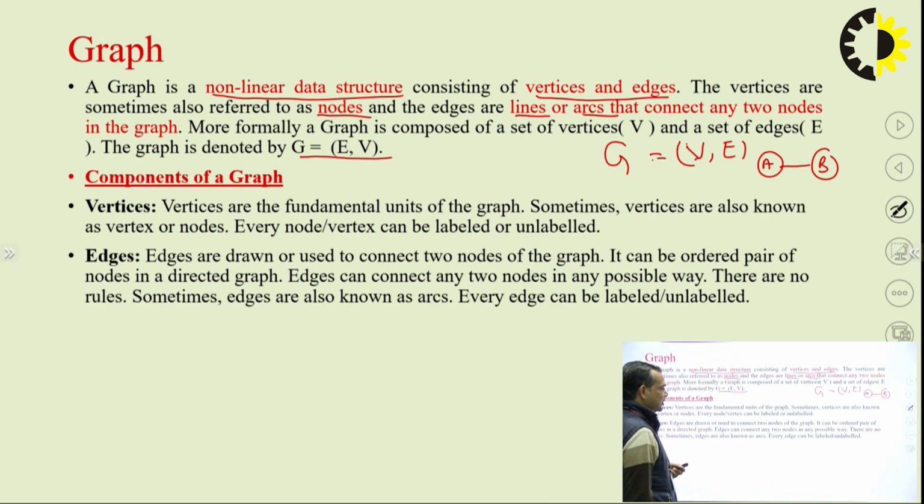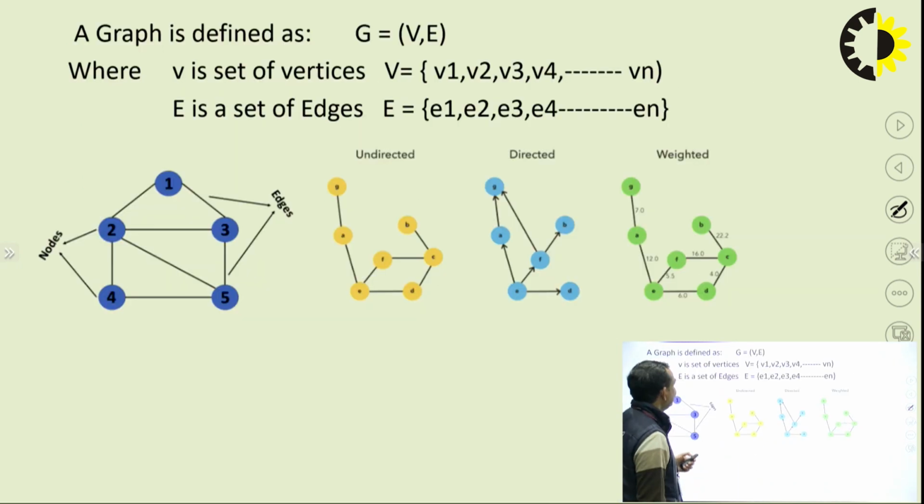When we are talking about the vertices, if I take this graph, there are various types of graph. In this type of graph the nodes are 1, 2, 3, 4 and 5. These are known as the vertices. So V contains 1, 2, 3, 4 and 5. This is the set of vertices, so that is V.